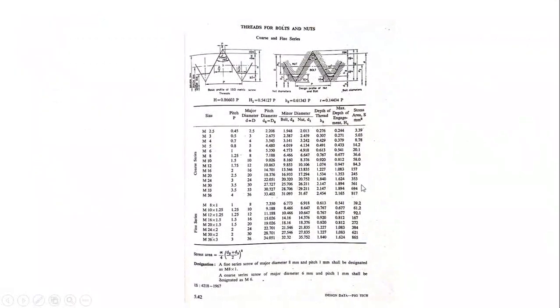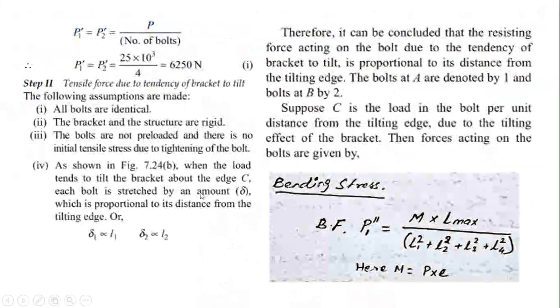What's the area? 561. This is it. What is the area? 595. Okay, so we can take this value 694. This is the standard value given in the data book. Corresponding to this standard area, you will see the corresponding standard bolt. Okay, M33 is the suitable bolt for this arrangement.